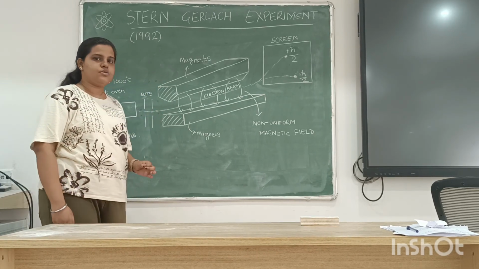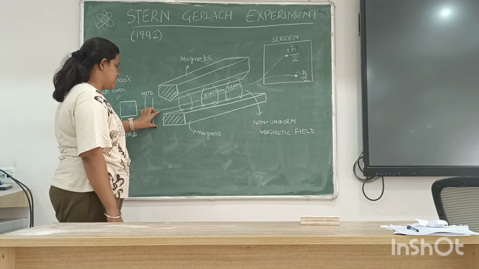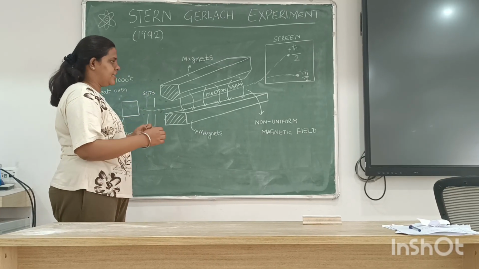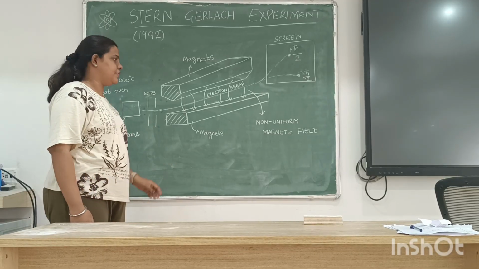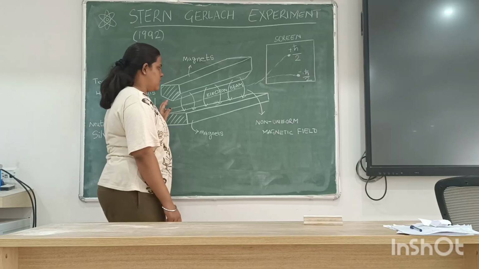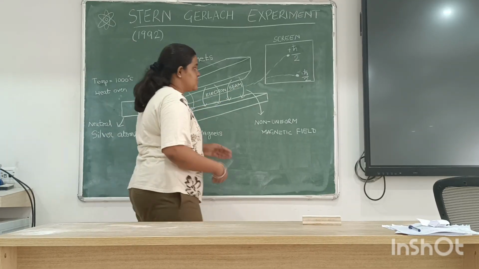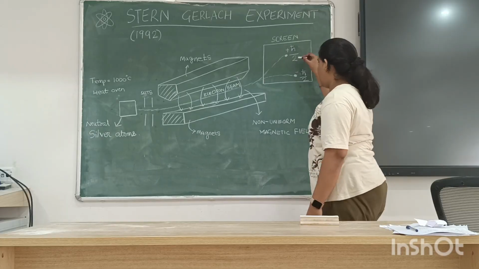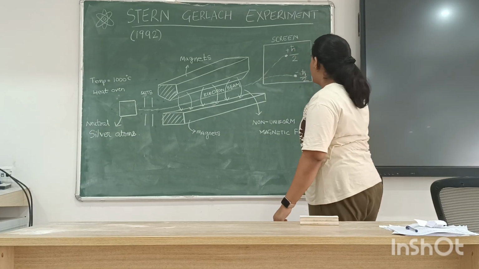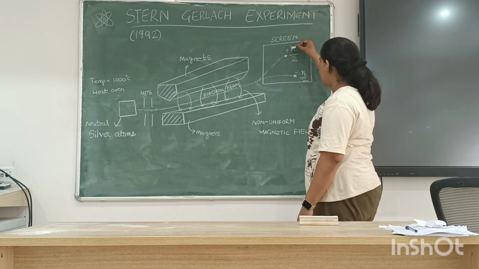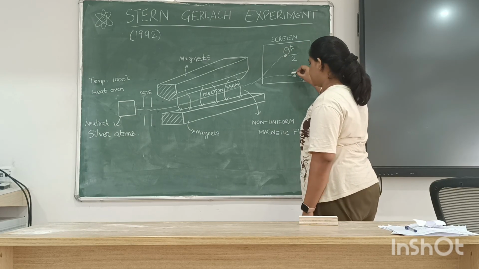This has a huge importance because this special triangular magnet and this block rectangular magnet will produce a non-uniform magnetic field. So this electron beam will pass through this non-uniform magnetic field, and it is observed that there are 2 points where the electron beams are concentrated. One is having a spin plus and the second one is having a spin minus.